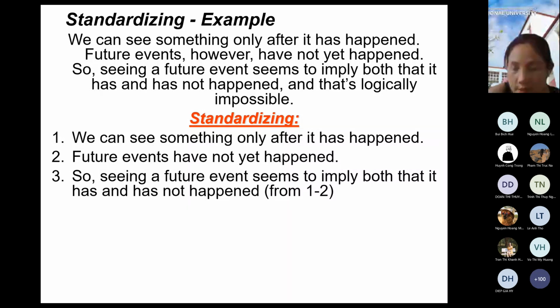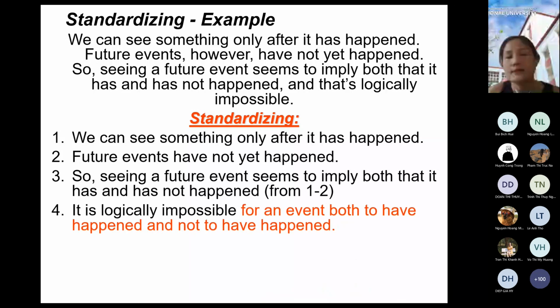Now, that is the first half of the third statement. The second half of the statement has that's logically impossible, and that is confusing, isn't it? So now I ask you guys, what does it mean by that? Some of you said that means seeing a future event. Okay, and the others say that means an event both to have happened and not to have happened. That is logically impossible, to have an event that has happened and has not happened, isn't it? So which one is more correct? The correct one must be, yeah, the one that Bích Huệ answered.